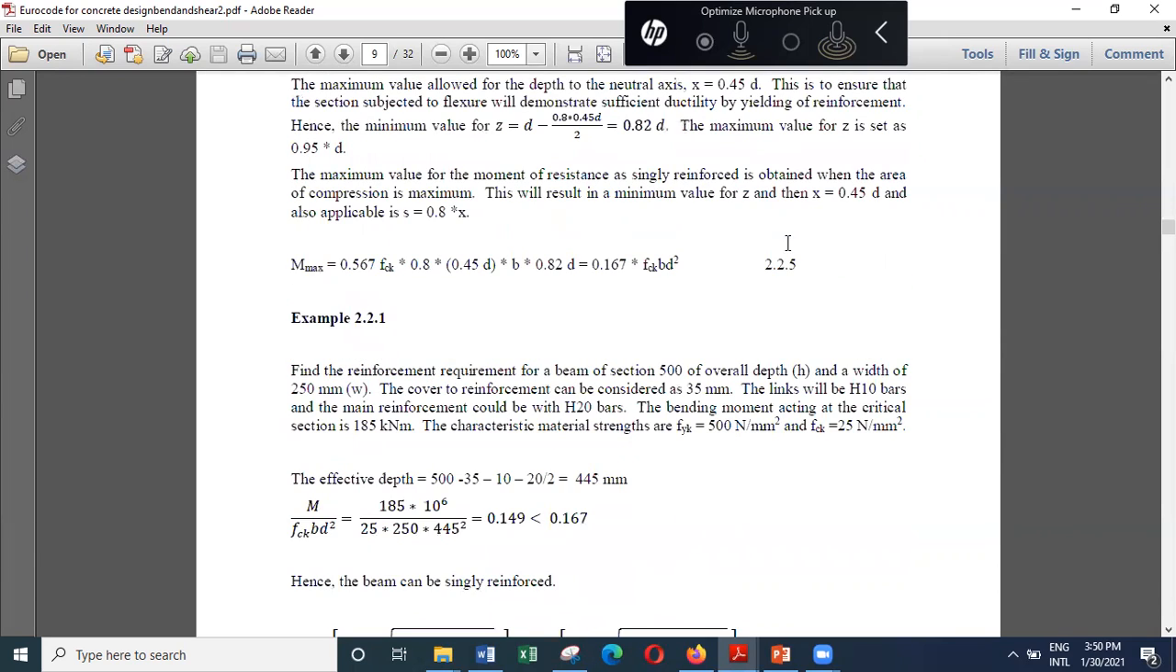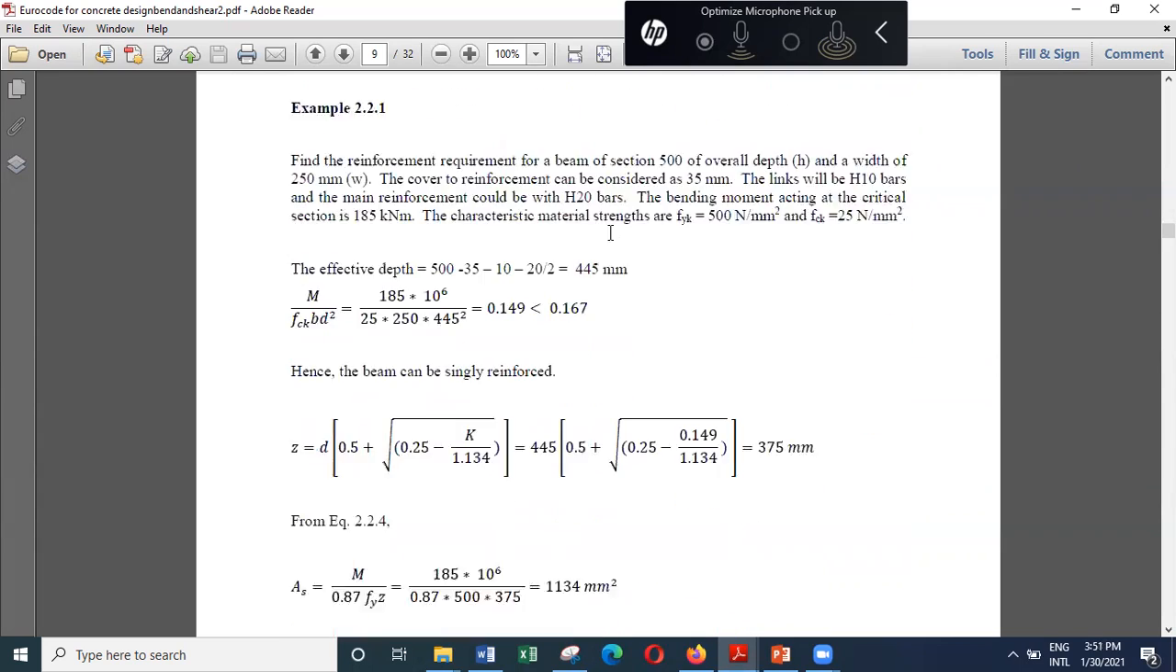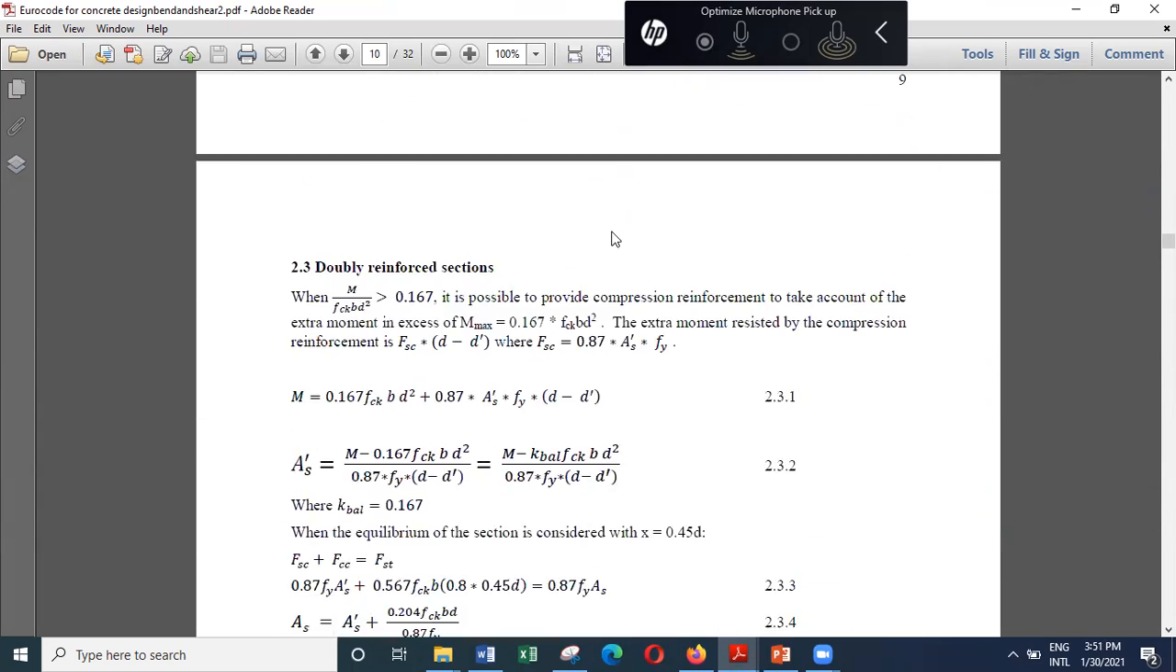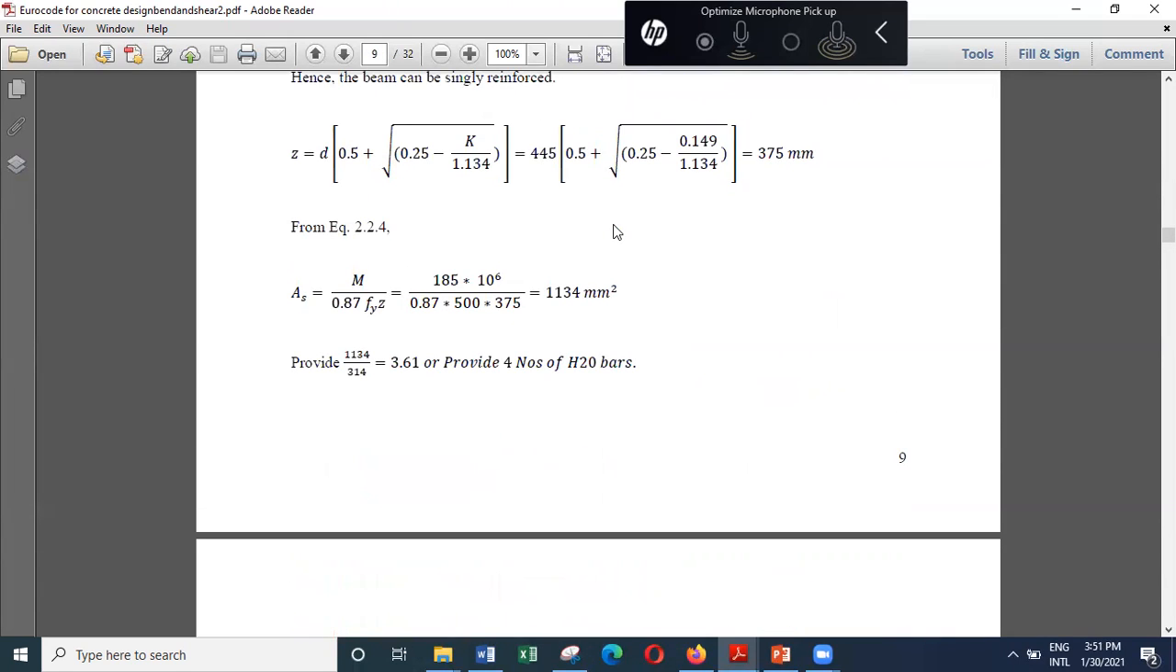And the most important parameter that we have seen here is this, because this tells us whether we can have the beam as singly reinforced or whether we need compression reinforcement. If the moment is in excess of this value, then we have to provide additional reinforcement. Any questions on this?